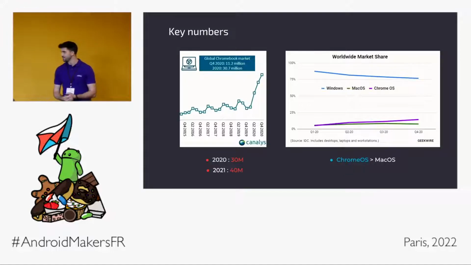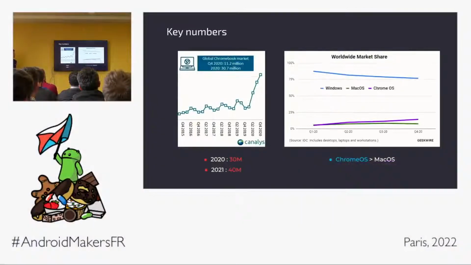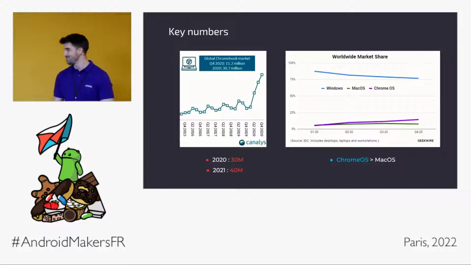Some key numbers. In 2020, the amount of Chromebooks sold was about 30 million, and in 2021, it was about 40 million. And in fact, in 2020, the amount of Chrome OS devices sold was higher than macOS. It can be surprising, but more and more students are using Chromebooks because it is convenient for taking notes and it's cheaper than a MacBook, of course.